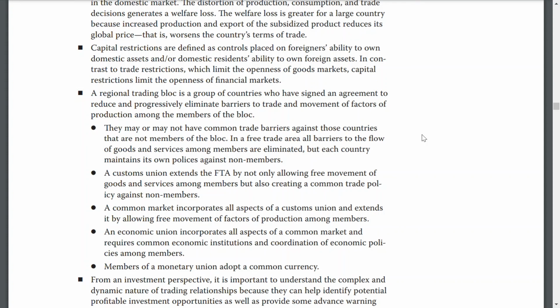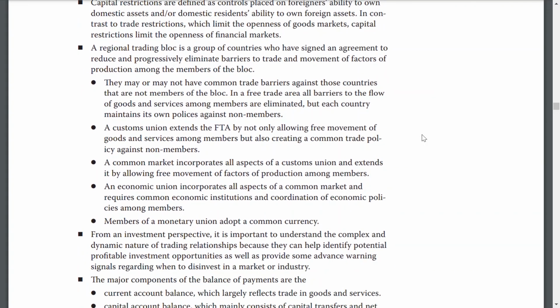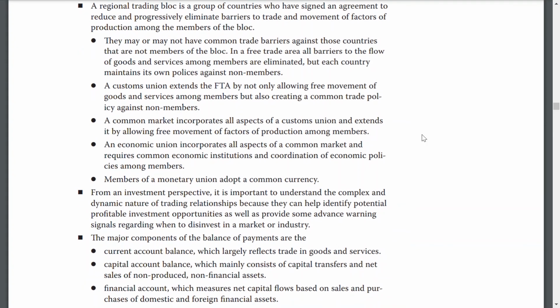A regional trading bloc is a group of countries that has signed an agreement to progressively reduce and eliminate barriers to trade and movement of factors of production among the members of the bloc. They may or may not have a common trade barrier against countries outside the bloc. A customs union extends the FTA by not only allowing free movement of goods and services among members, but also creating a common trade policy against non-members. A common market incorporates all aspects of the customs union and extends it by allowing free movement of factors of production among members, such as workers.